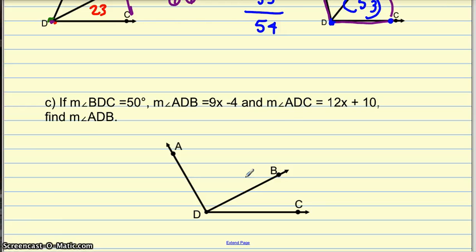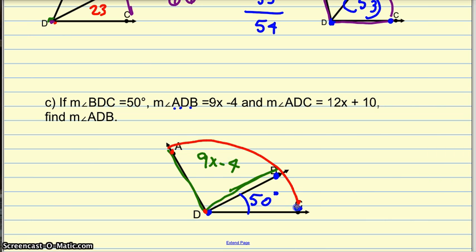Let's read it. It says if the measure of angle BDC, so this measure is 50 degrees here. If ADB, so ADB is this amount, is 9x minus 4. And ADC, this entire angle, is 12x plus 10. It wants us to find the measure of ADB. So it really wants to know how many degrees are right here. So I'm going to need to find x.